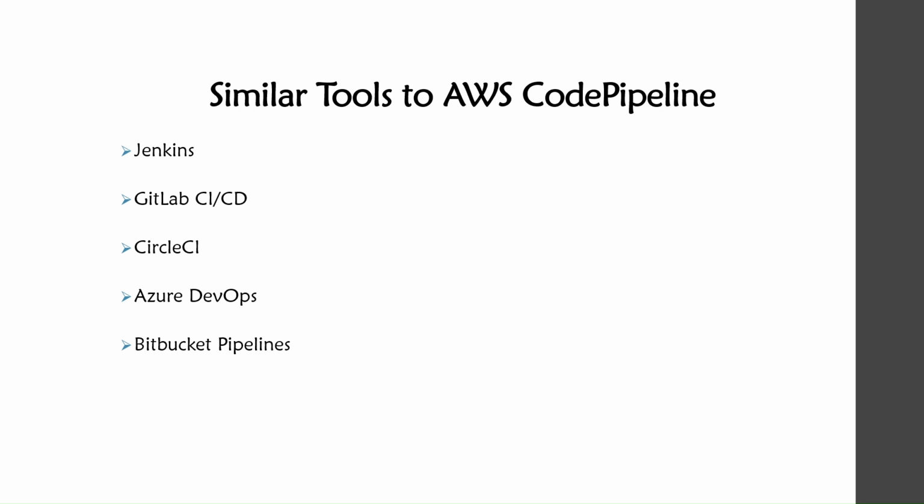These tools like AWS CodePipeline offer robust CI/CD capabilities and can be used for automating software development and deployment. The choice of the tool depends on specific project needs, integration with other services, cost and complexity of the deployment process. So that's all about the AWS CodePipeline managed service in AWS.